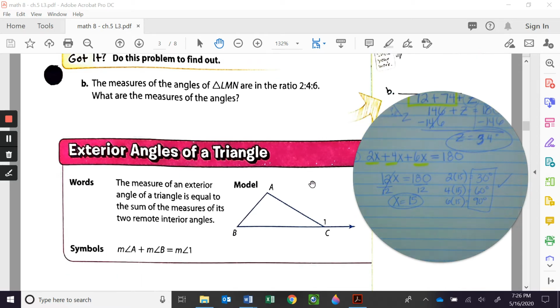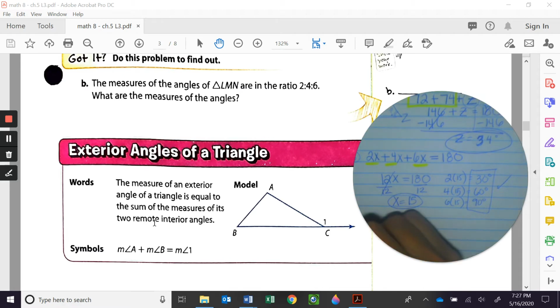Okay, so now let's look at our exterior angles. Remember I said those were on the outside, right? So what this is telling us is that if we took the two further away angles, so A and B, that would actually equal this outside angle. And that's what's called a remote angle, okay?